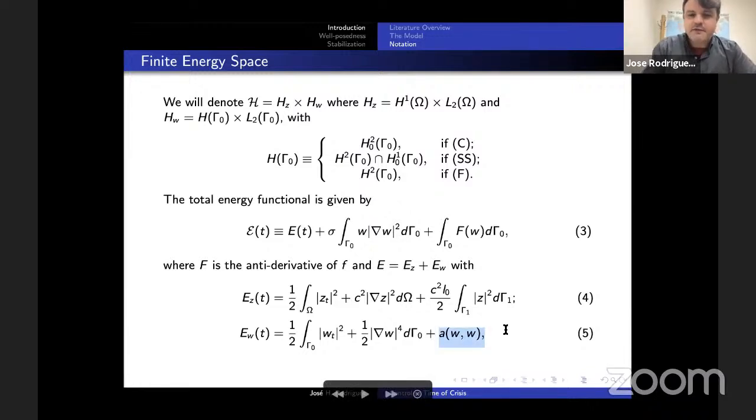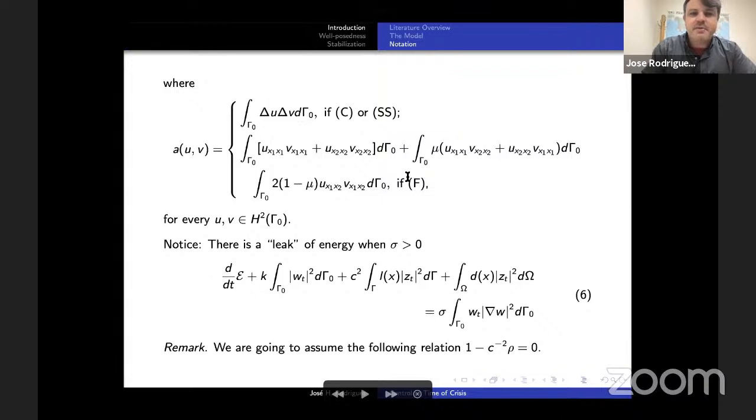The form A is given by this expression depending on your choices for boundary conditions. So if you are working with clamped or simply supported, we have the traditional inner product coming from the Laplacian. And if you're working with free boundary conditions, we have some mixed terms, where x1 and x2 denote the variables over the plate, which is considered to be like a plane.